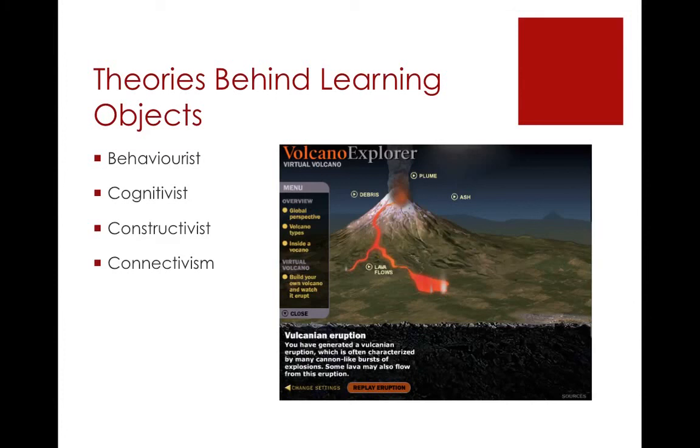Cognitivism looks at learning through information processing. Students attend to and process information that changes the learner's schema or mental map of that information. A learning object that makes use of cognitivism might have interaction, questions that challenge an individual's schema, or opportunities for the learner to reflect.